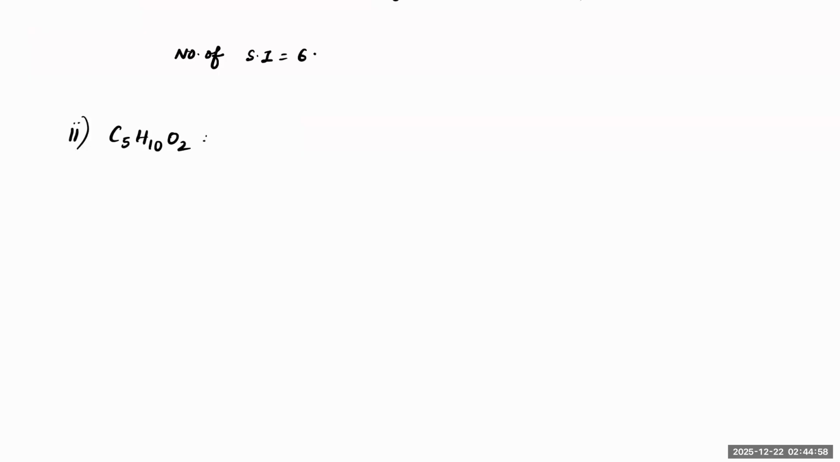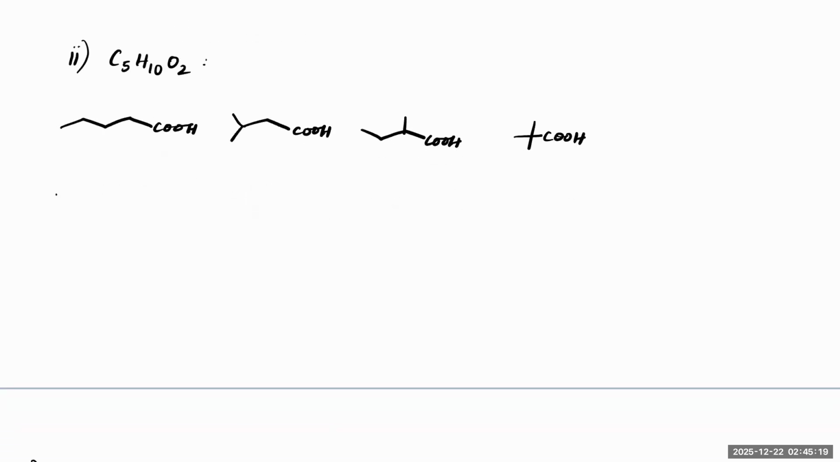C5H10O2. Same logic again. So we can have a straight chain part, then I can keep on creating branches here. With all the branches possible, this is what the acids you can get. Next we have esters. So we can have C double bond O with C4H9. Now C4H9 can be arranged in 4 different ways.